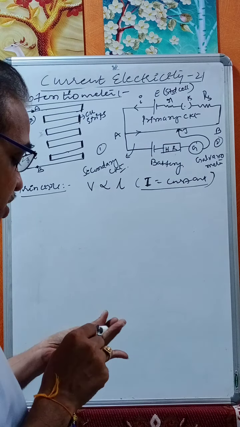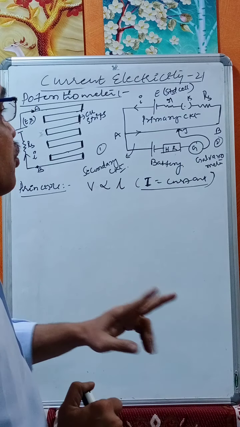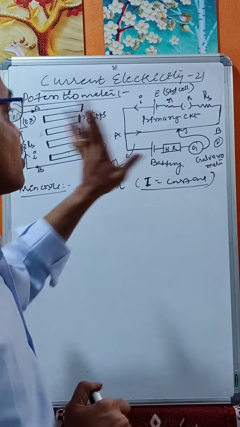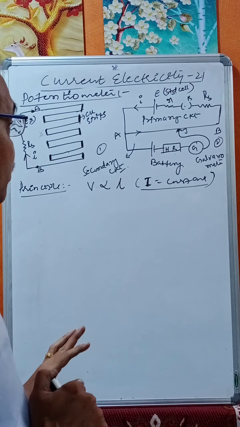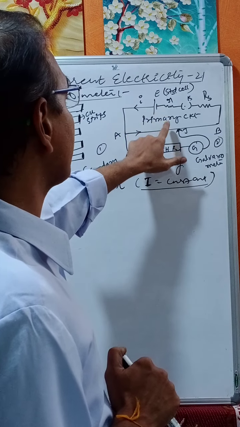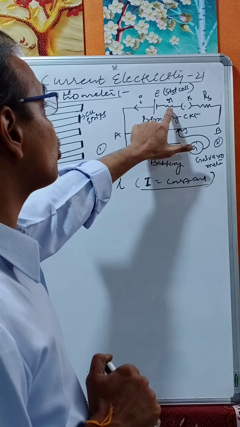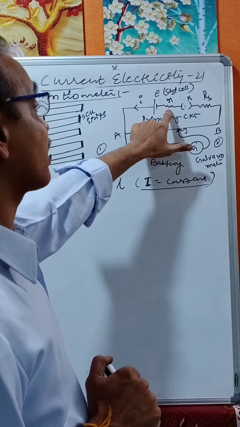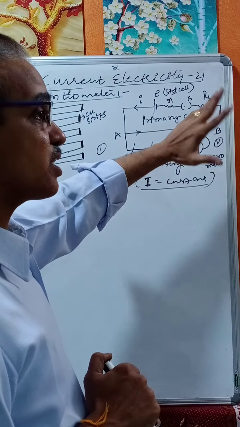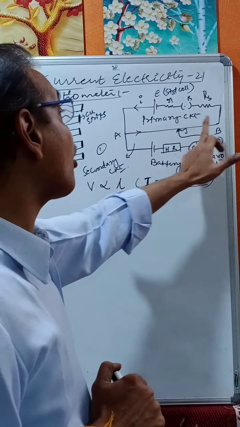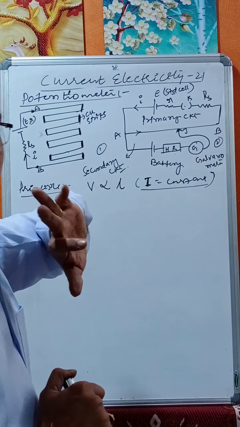Now what does it contain? It contains basically two circuits, a primary circuit and a secondary circuit. The primary circuit consists of a standard cell of EMF E volts whose internal resistance is r, a source resistance Rs, a key K, and a wire of length AB.